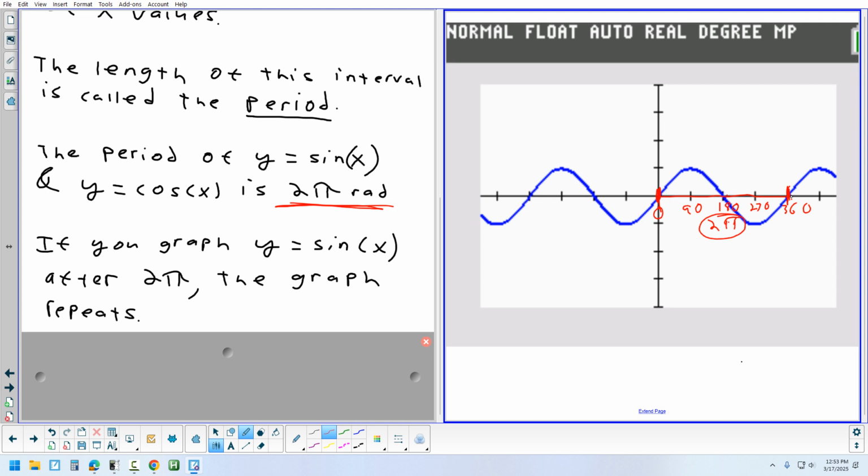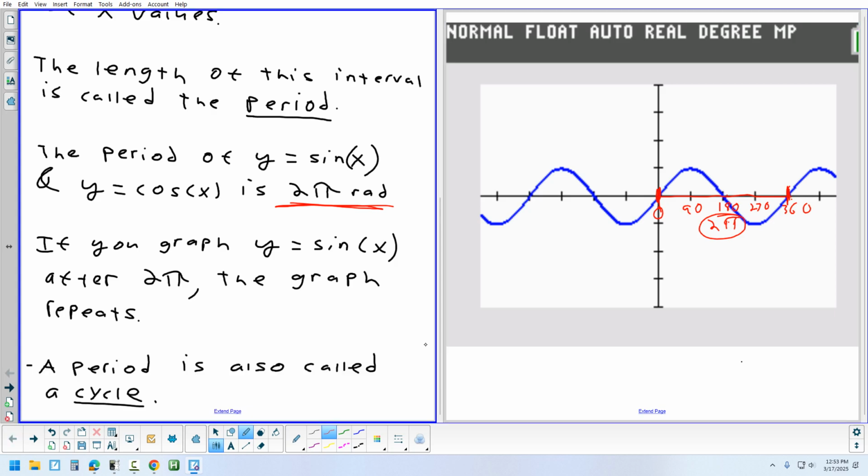And what do we call that kind of function that repeats? Periodic. Yep. And this is the other term I was using with you guys earlier. The length that you have to travel before it repeats is called the period of the graph. It's also called the cycle of the graph.